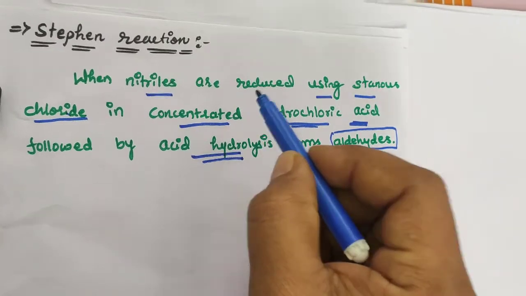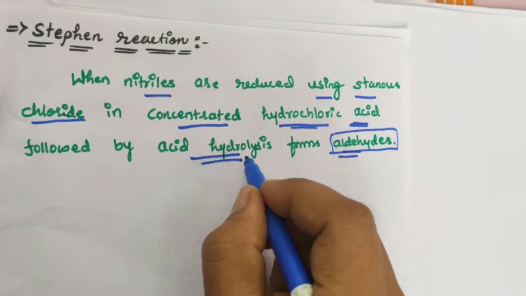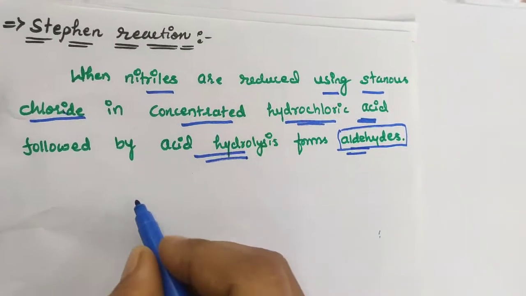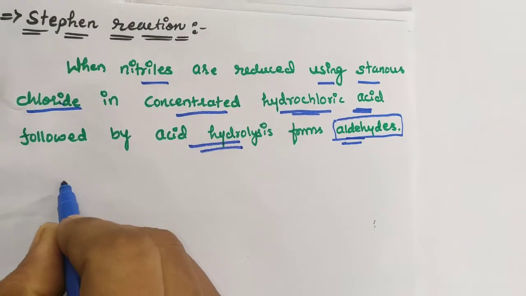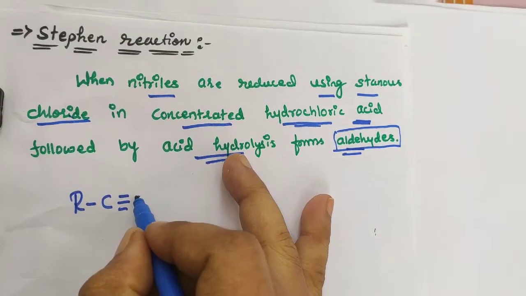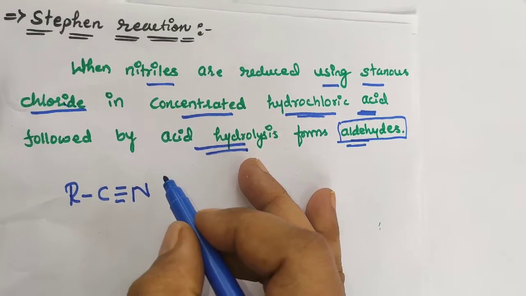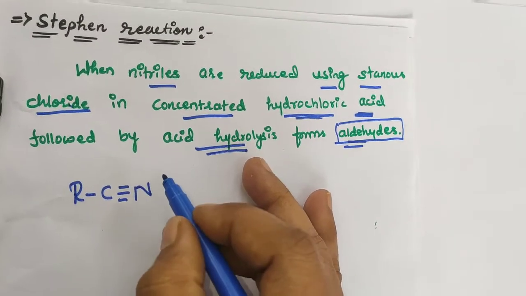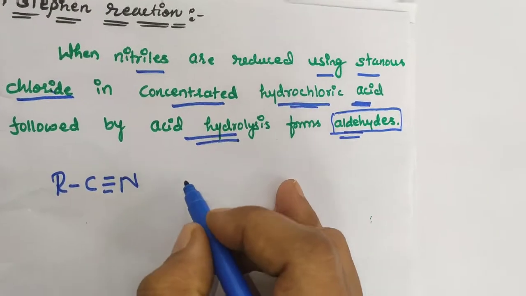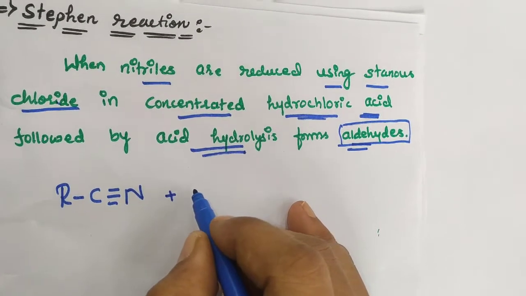In this process, what is the main process that takes place? That is nothing but acid hydrolysis. Now let us learn about that. Nitriles, we already have an idea about them: RC triple bond N. This is also known as nitriles, and it has another name, cyanohydrocarbons. So these nitriles are followed by acid hydrolysis.